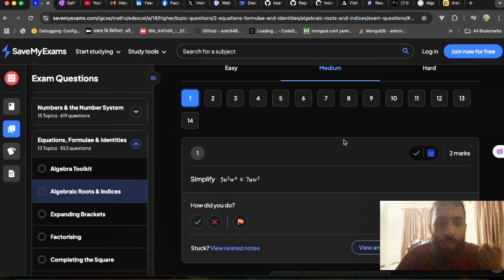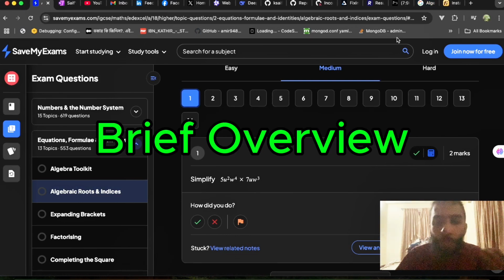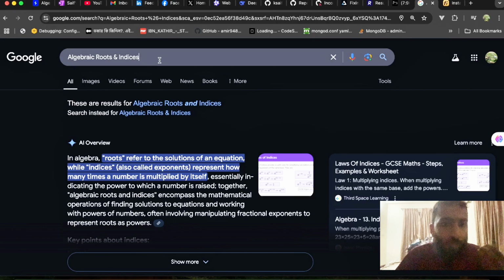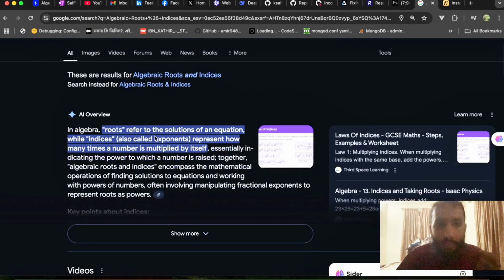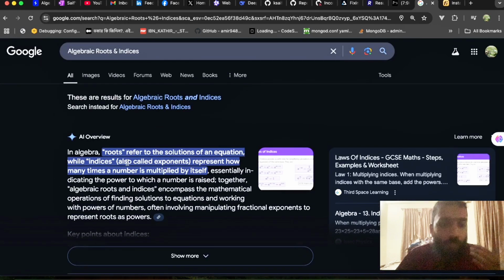Let me give a brief overview of what algebraic roots and indices are. If I go to Google and search the keyword algebraic roots and indices, as you can see, the AI overview says in algebra, roots refer to the solutions of an equation. So the solution of an equation is called a root. While indices, also called exponents, represent how many times a number is multiplied by itself, essentially indicating the power to which a number is raised. For example, x to the power 3 is x cube. This is the exponent or the index.